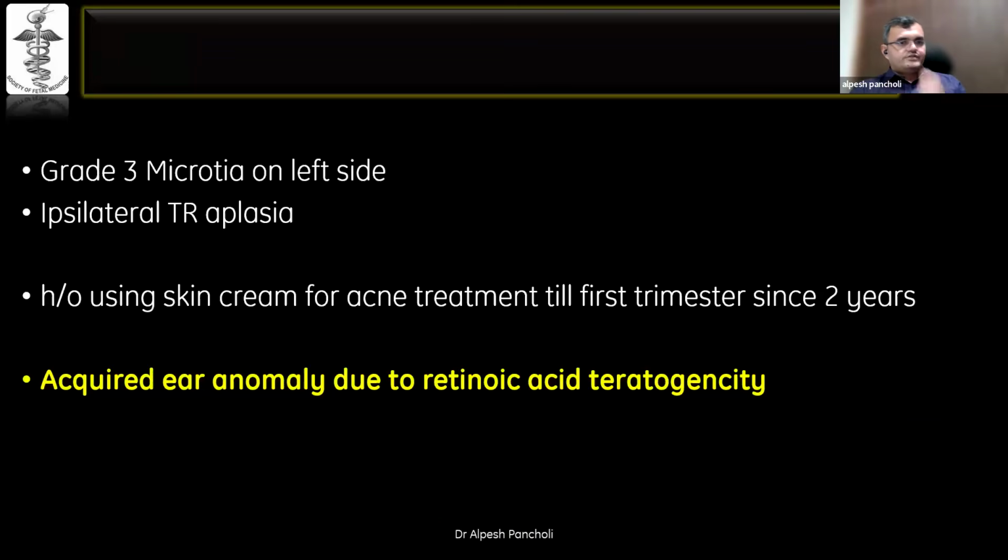On detailed history evaluation, the lady was using a skin cream for acne treatment for 2 years till the third month of pregnancy. So we concluded our diagnosis of acquired ear anomaly due to retinoic acid teratogenicity.